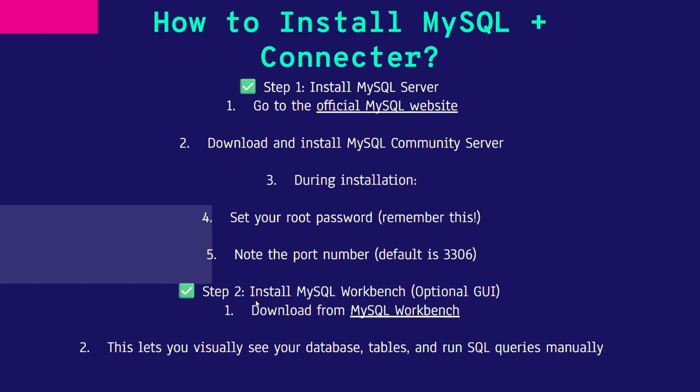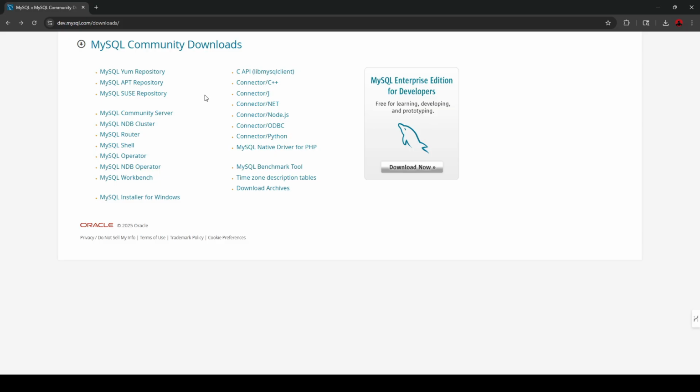Step two. This is an optional step. You can install MySQL Workbench. It's basically an optional GUI that helps you see all of your tables. It's really good visually because you can understand your data, your databases, and everything much easier and faster. But it's optional because you could do all of this inside the terminal instead. So yeah. Now this is how you download MySQL onto your computer.